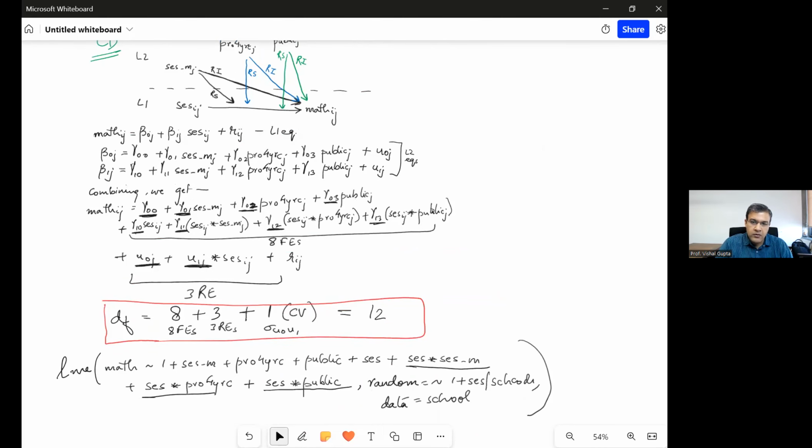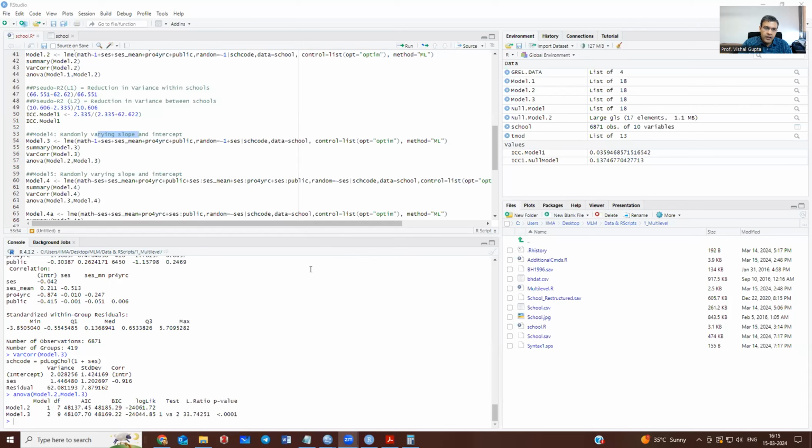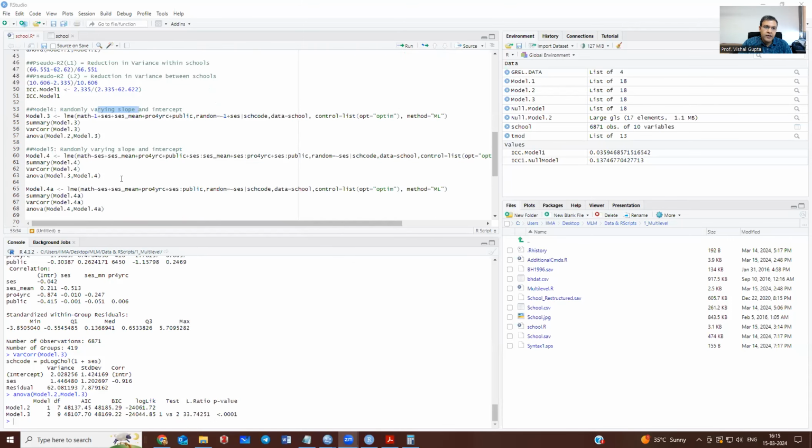So let us now go to our R environment, and we are now saying randomly varying slope and intercept model 4. What am I saying now? Math is regressed on... you see, I have not written S1. It is automatically understood. So you write 1 plus, or you don't write, it will automatically introduce the intercept. This is just for your clarification.